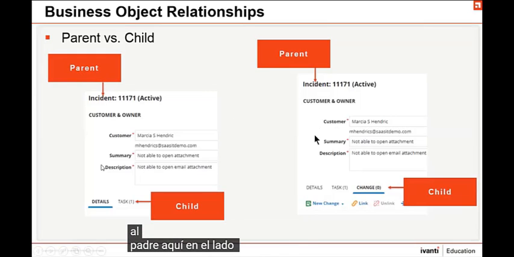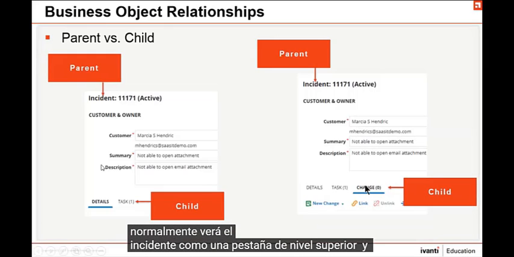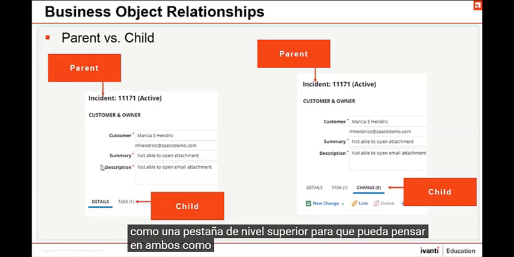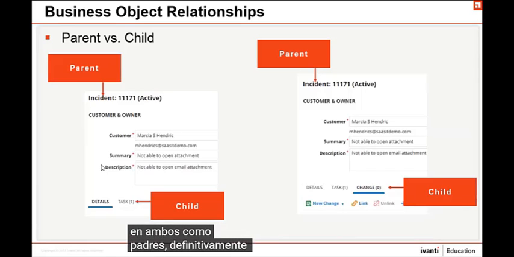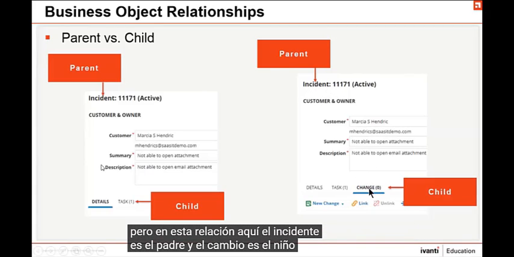Over here on the right-hand side, just another example. We've got parent here for the incident, and for our child, we have change. Normally, you'll see incident as a top-level tab and change as a top-level tab. So you might think of them both as being parents. They definitely are and definitely can. But in this relationship here, incident is the parent and change is the child.